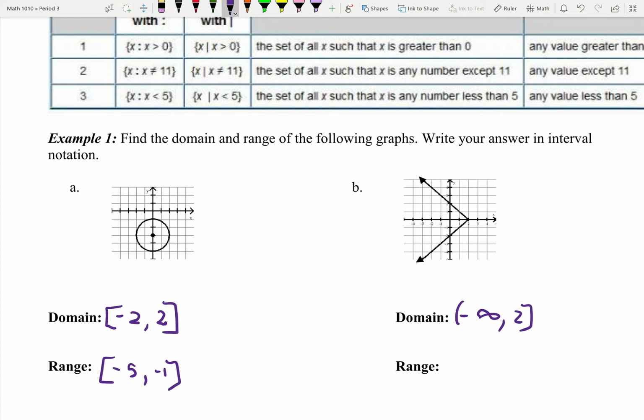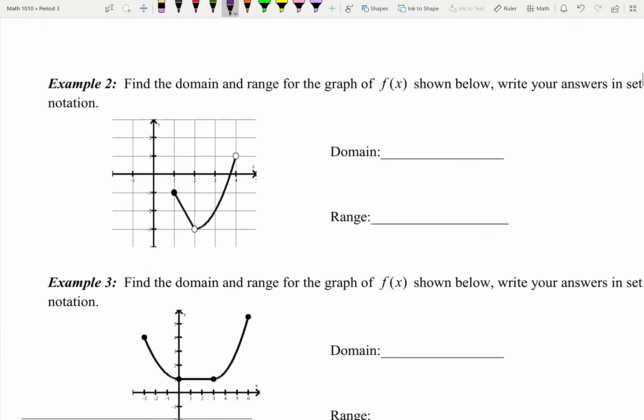Is it still touching it? How far? Forever. So what is it? It's everything, right? So how do we say everything? We say negative infinity with a parenthesis to infinity with a parenthesis. Done. Who says that's easy? So easy. Beautiful. Okay. Example 2.